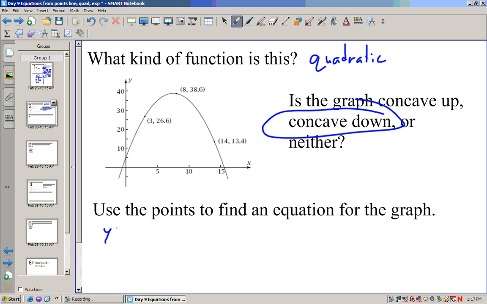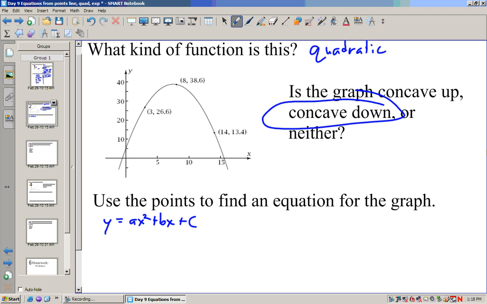Our equation is y equals ax squared plus bx plus c. The way that we would find this is to plug in our x and y values, and we're going to make a matrix out of them. So if I plug in my x value, 3 squared is 9, so 9a, plus b times 3, so 3b, plus c is going to equal y, which is 26.6. We can make another equation with 8 and 38.6.